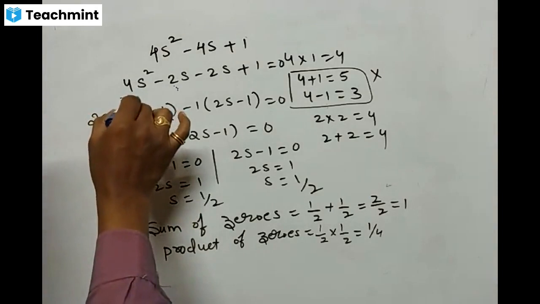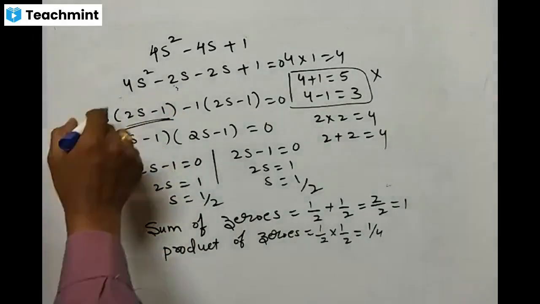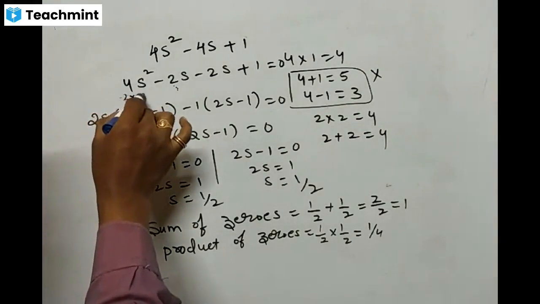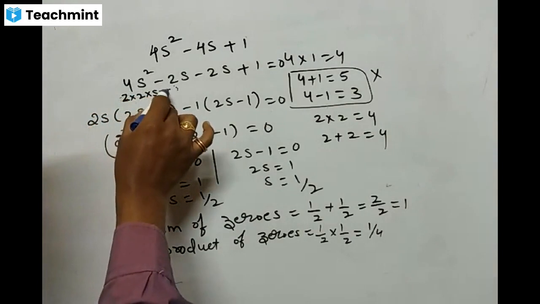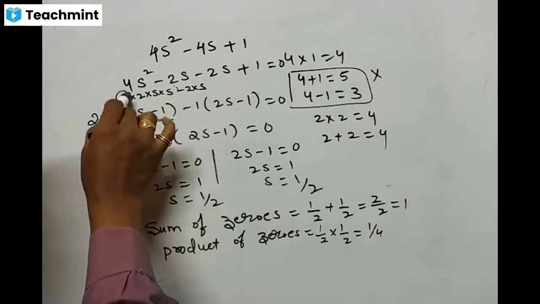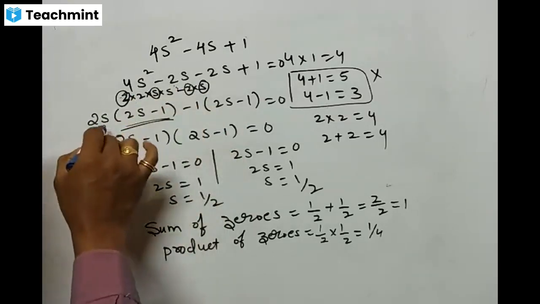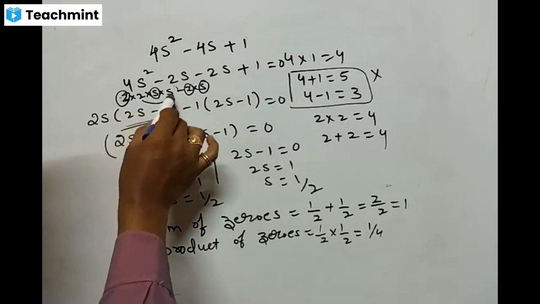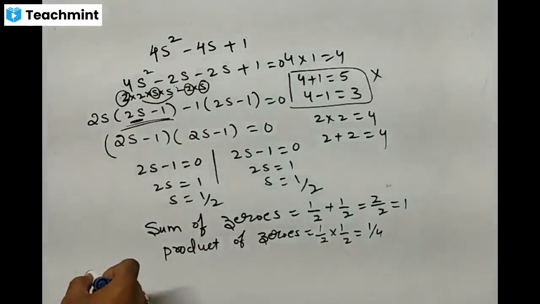This one you write as 2 times 2s, that is 4s. S into s you can write as s square. This is 2 into s. What is common? 2 is common, then s is common, so 2s is common. So what is the remaining? 2s here, and 1. Understood now?